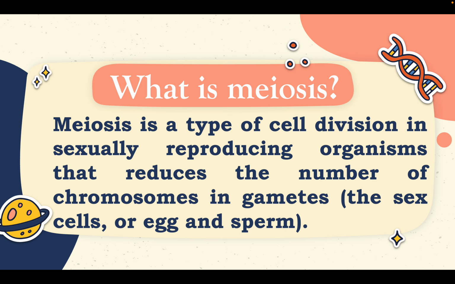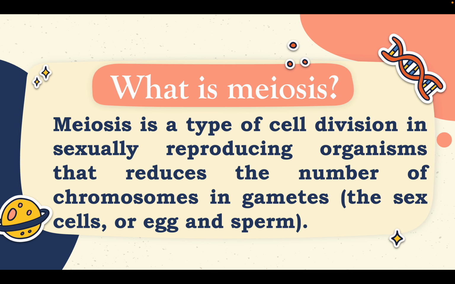So, meiosis is a type of cell division that happens in sexually reproducing organisms. Gametes, what are these? The sex cells, the sperm cell and the egg cell. So this is what happens during the reproduction of sperm cell and egg cell. It results in the formation of gametes, which have half the number of chromosomes as the original cell.